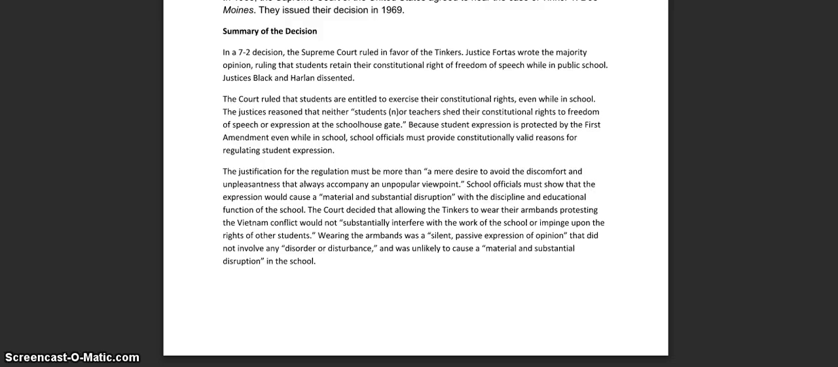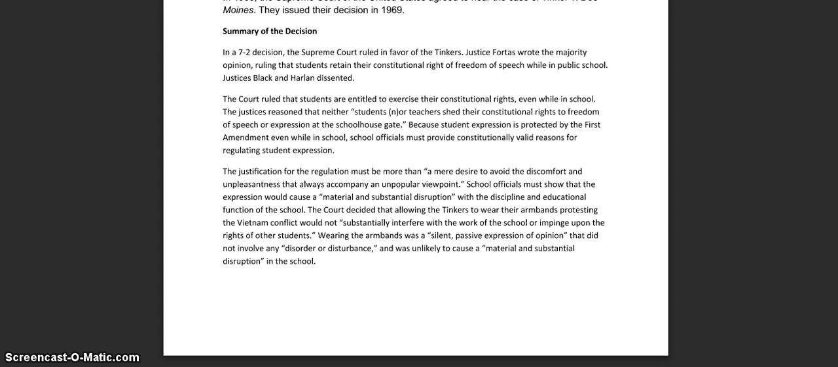The court ruled that students are entitled to exercise their constitutional rights, even while in school. The justices reasoned that neither students nor teachers shed their constitutional rights to freedom of speech or expression at the schoolhouse gate. Because student expression is protected by the First Amendment, even while at school, school officials must provide constitutionally valid reasons for regulating student expression. The justification for the regulation must be more than a mere desire to avoid the discomfort and unpleasantness that always accompany an unpopular viewpoint. School officials must show that the expression would cause a material and substantial disruption with the discipline and educational function of the school.